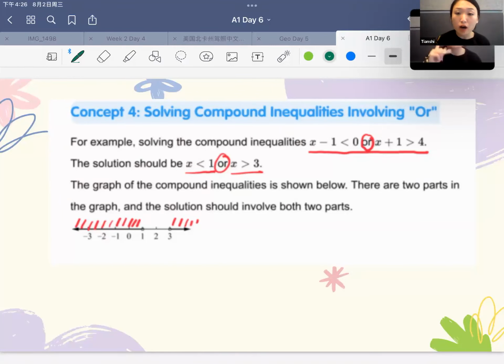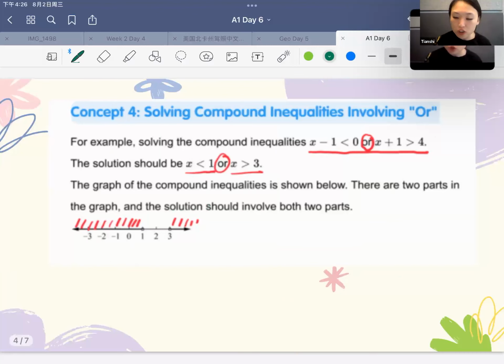And for inequalities involving "or", there are very important rules here. For example, if we want to solve the compound inequality, x minus 1 is smaller than 0, or x plus 1 is larger than 4, then the solution will be two parts. x can be either smaller than 1 or larger than 4. So all these parts satisfy the condition. So we have two parts. And a compound inequality involving "or" will involve two parts.